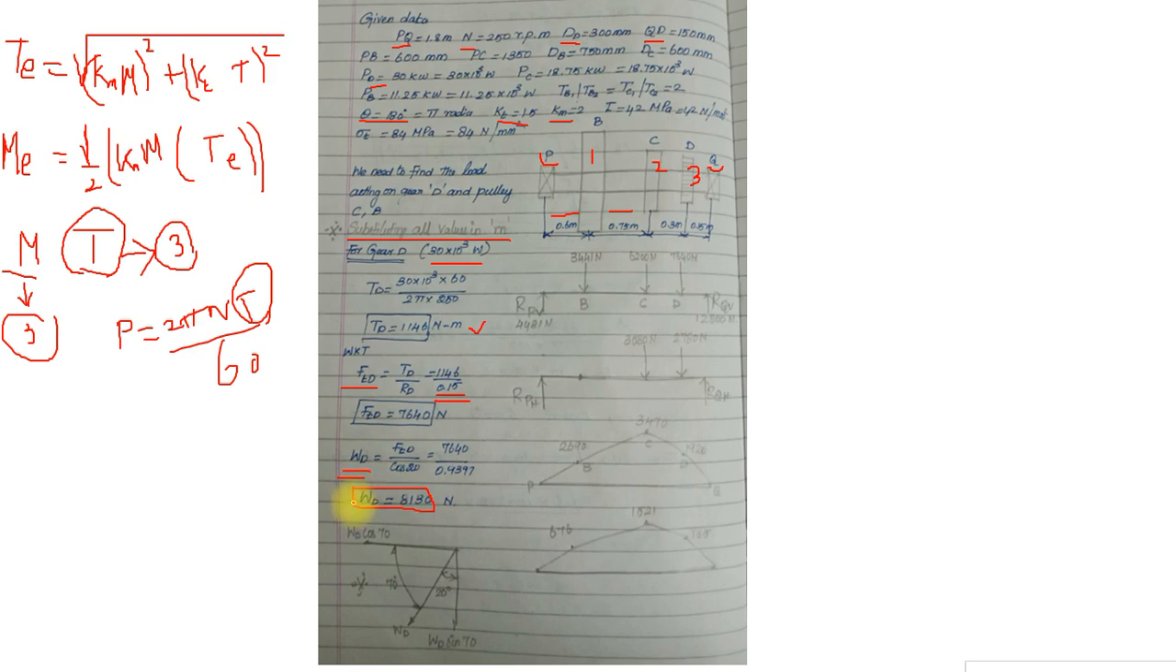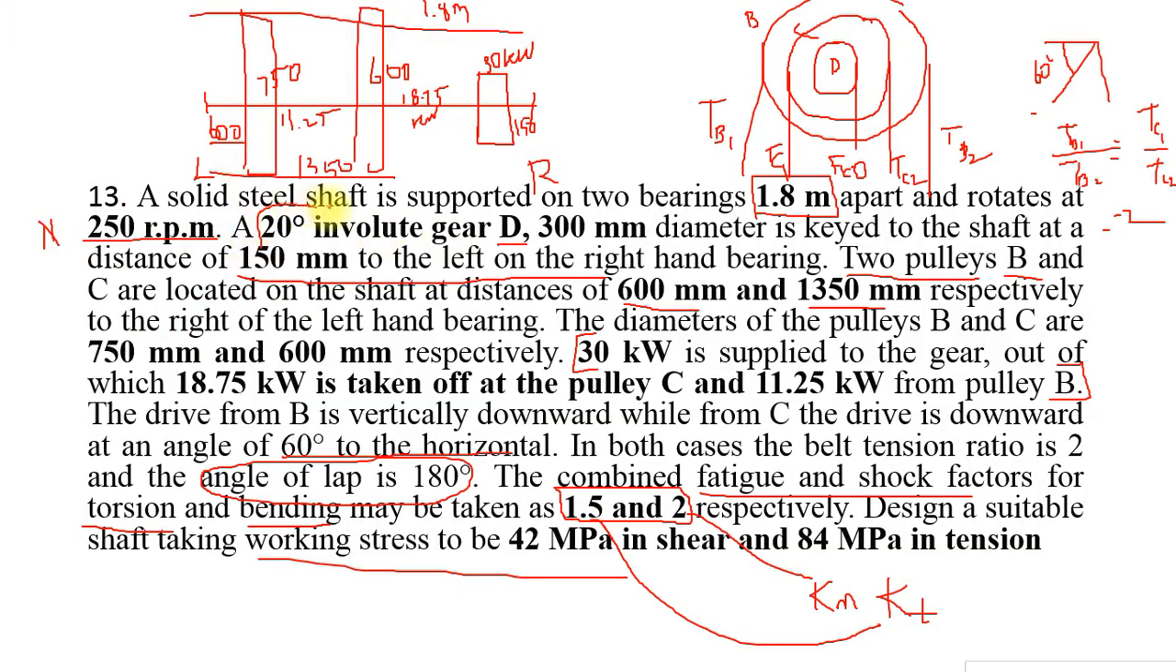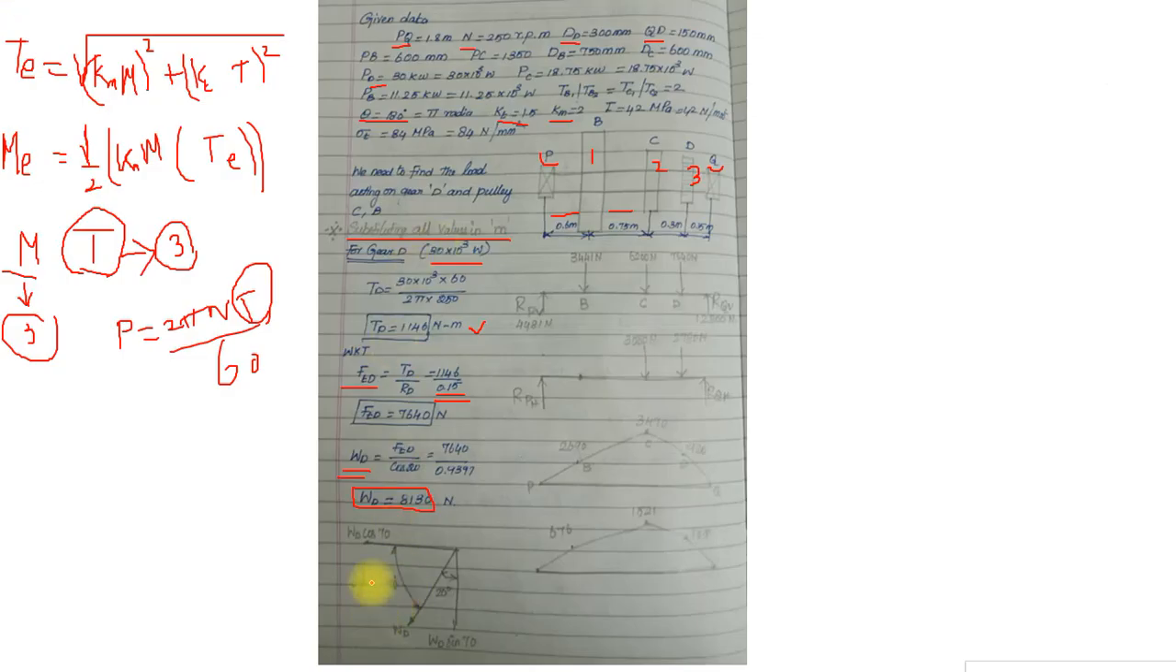So now I have found the load acting on D. But in the question you can see that it is given as a 20-degree involute gear, and it is acting 20 degrees from vertical. This is the WD. If the force is given in inclined direction, we always have to resolve it into vertical and horizontal. To resolve into horizontal, I am going to convert the angle from horizontal, so 90 minus 20, definitely the angle is 70.